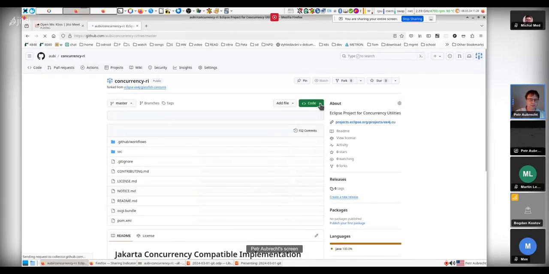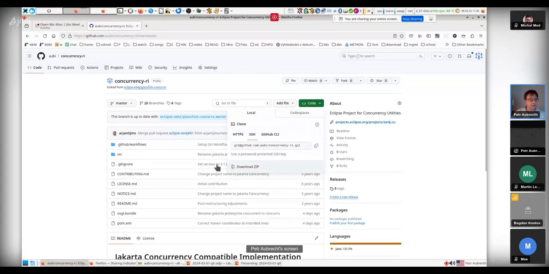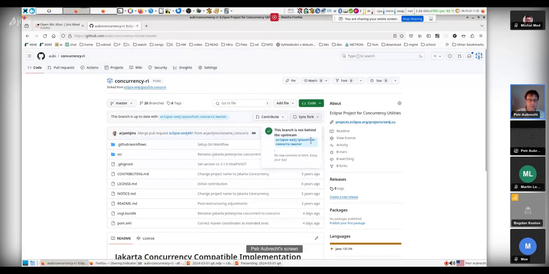That works nicely for the main branch or master. The issue is if I have several branches and there are several other branches on the main repository, I don't have a simple way to bring these branches into my fork.